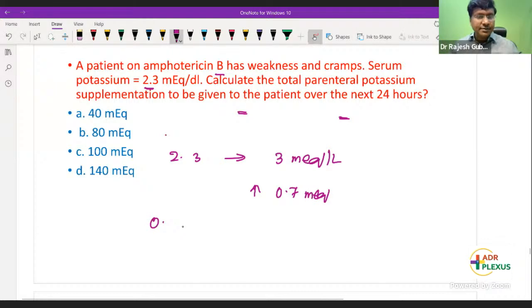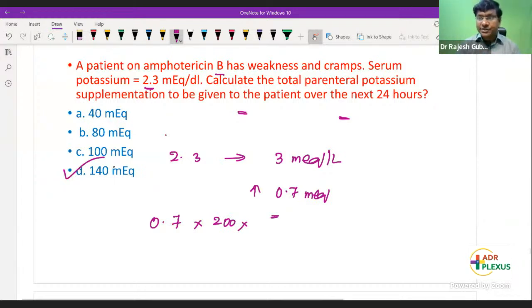So for raising 1 milliequivalent per liter, how much potassium chloride do you have to give in 24 hours? That is around 200. So if you want 0.7 to be increased, how much will it be? 140 milliequivalents per liter. Okay. So this is how you have to calculate the potassium correction.